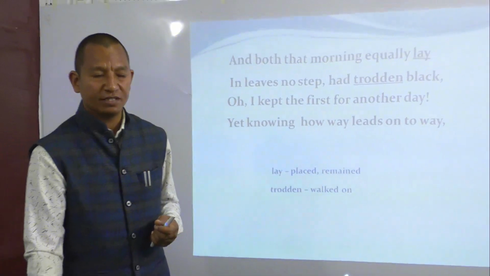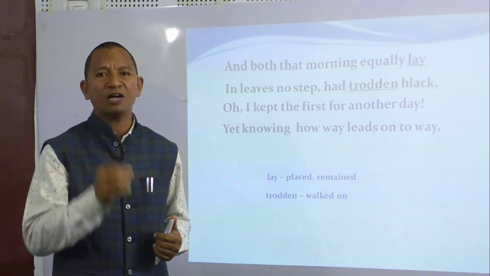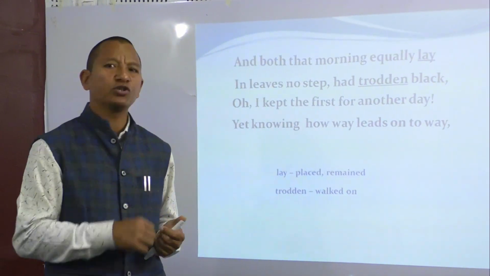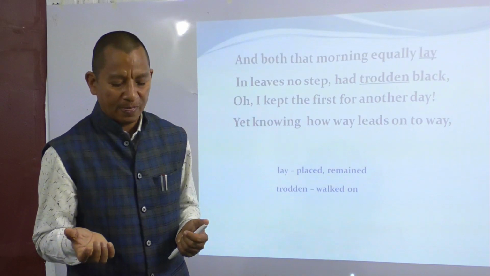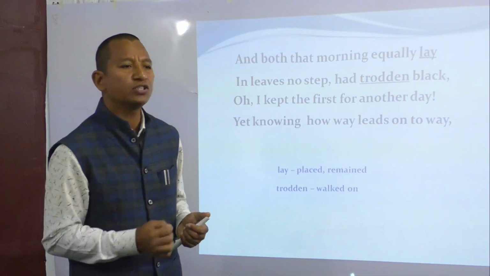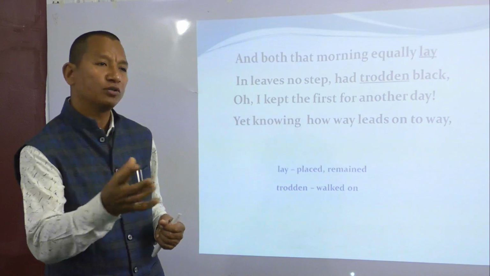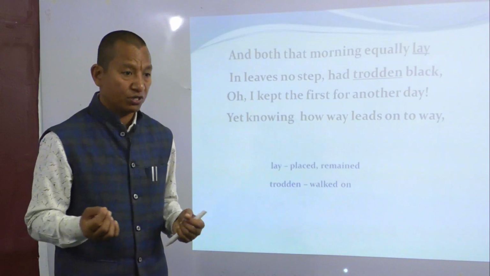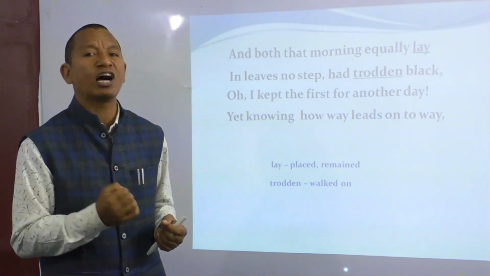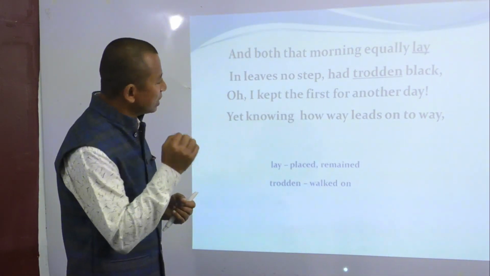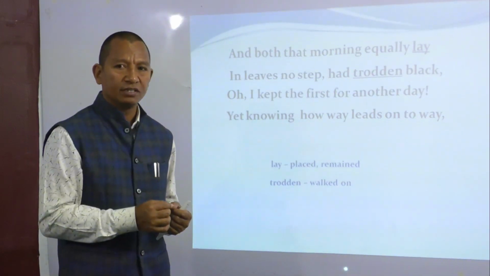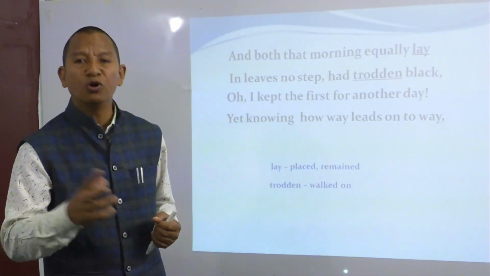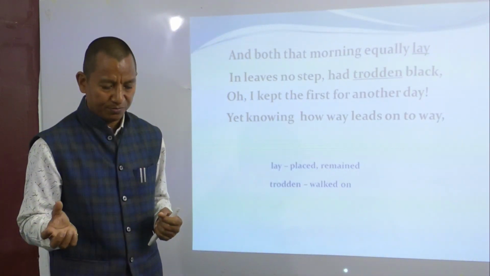It means the poet, perhaps, he keeps the first road for the next time. Although he wants to travel both, it's not possible for him because he is a single traveler. For a single traveler, how can it be possible to take both roads at the same time?